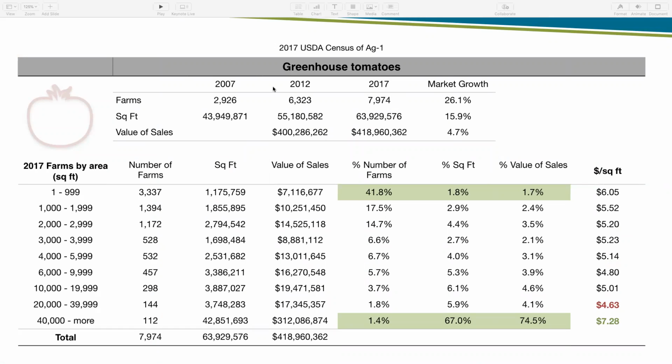As we move forward, we're going to look now at greenhouse tomatoes. It's the same breakdown, but just for tomatoes now. One interesting thing to keep in mind, or just to observe, is that for the tomatoes, the variance on the maximum and minimum amount of value sales is pretty close, because now you don't have two categories. It's not other vegetables, it's only tomatoes. So they vary from $4.63 per square footage to $7.28.